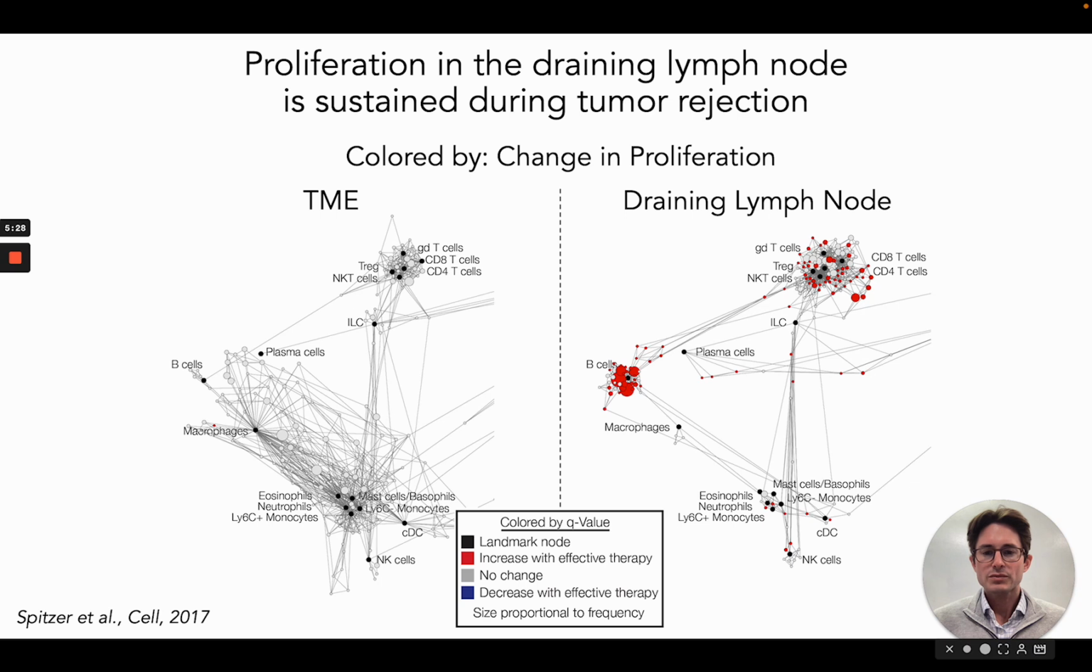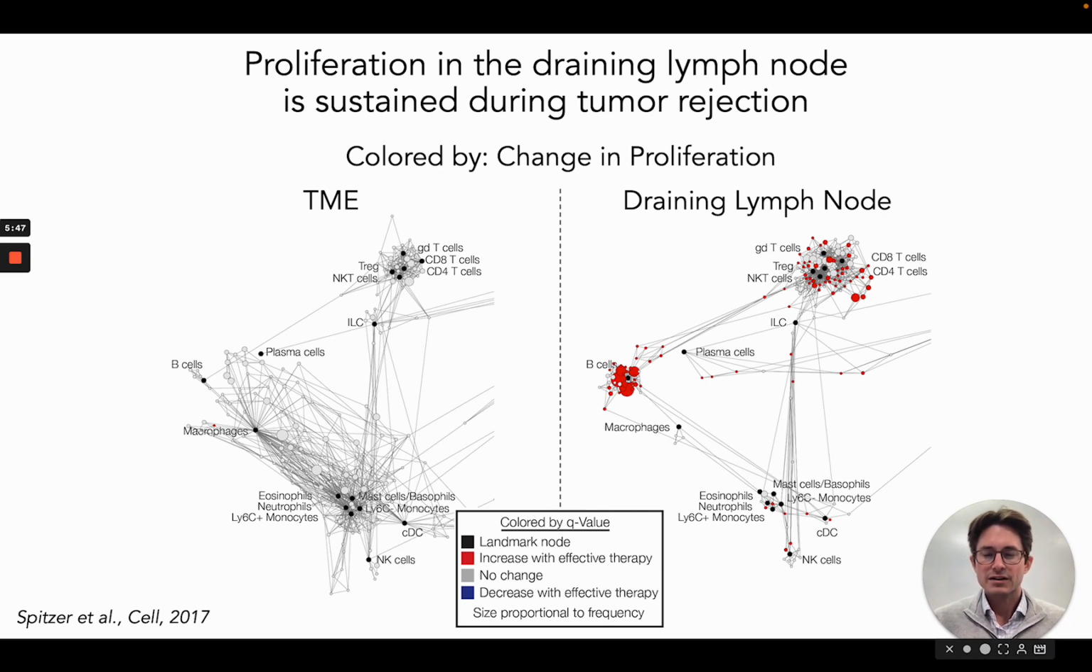And so what we observed in this initial data set, asking what happens during effective immunotherapy, is that there was broad immune cell proliferation taking place in the draining lymph node, but not in the tumor microenvironment at the time that the tumors were actively shrinking and being rejected by the immune system.